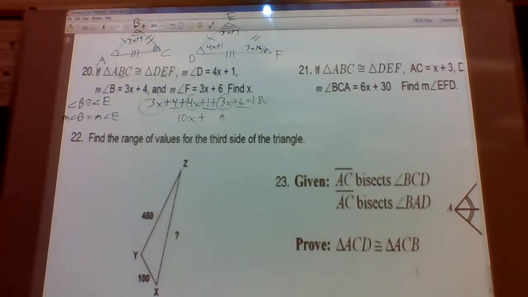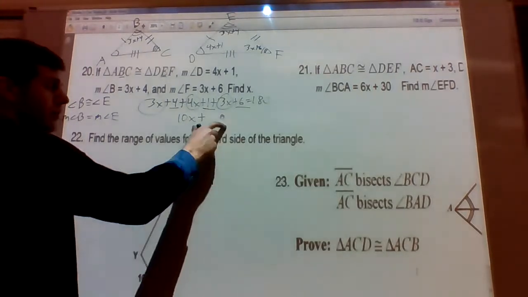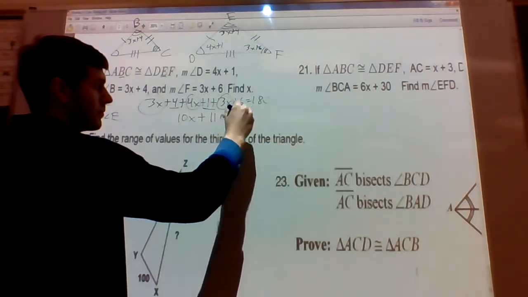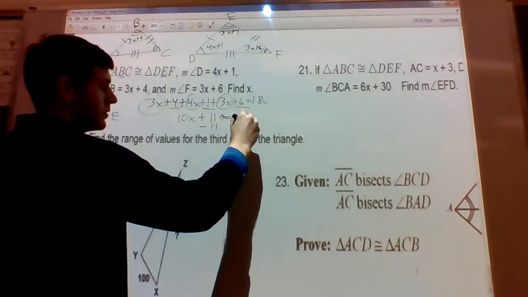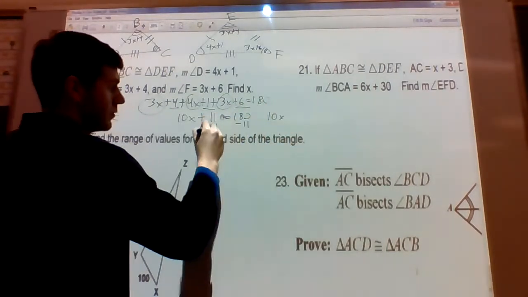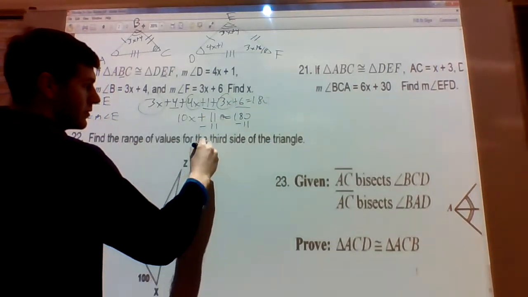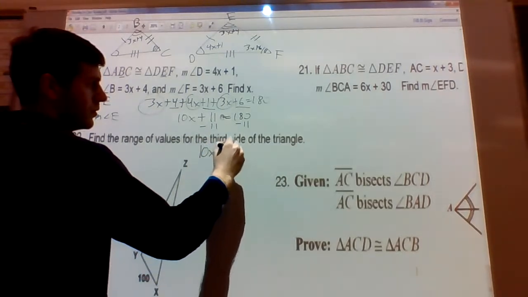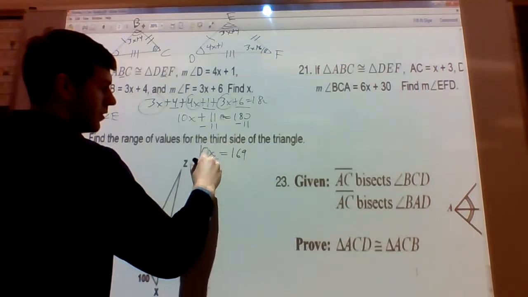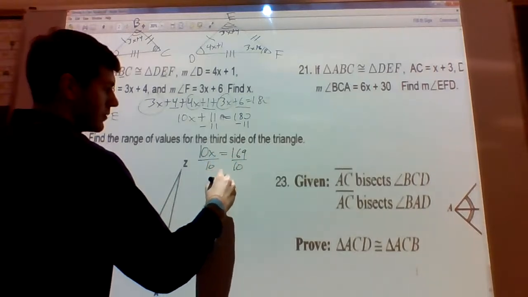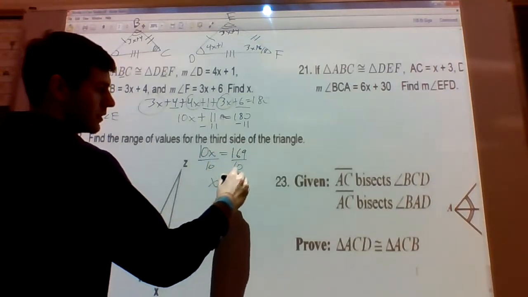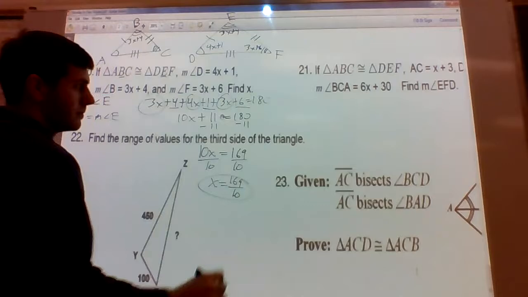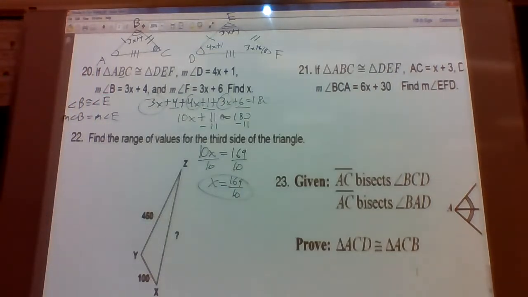Yeah? I think I screwed up in making it a basic problem. Okay, minus 11. 10x is going to be, well, I'll write it down here. 10x is going to be equal to 169. Divide by 10. X is going to be 169 over 10. Thought I checked all my numbers to make sure they worked out good, but I guess I didn't.